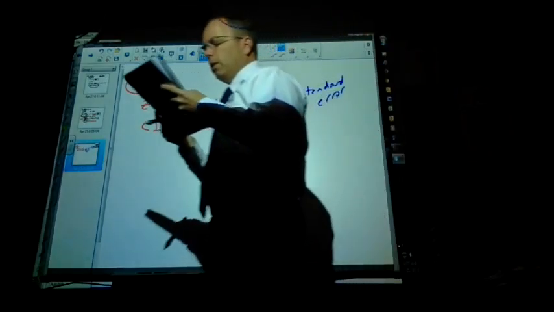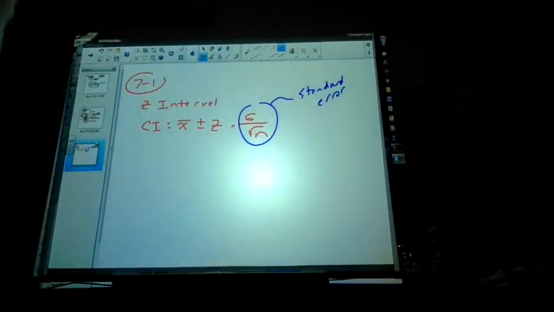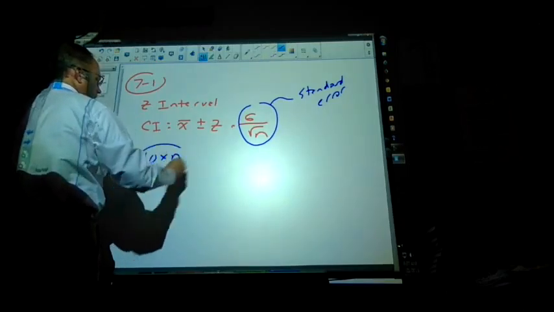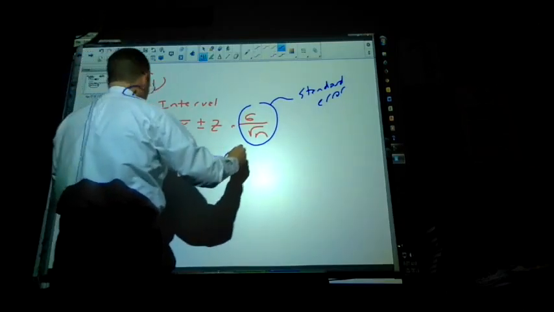Okay? So, there's one thing you have to fix on this one. It says conditions are SRS, so a simple random sample. Population is, I don't know why I wrote 10 times N. It should be the population on that. You should change this to this.